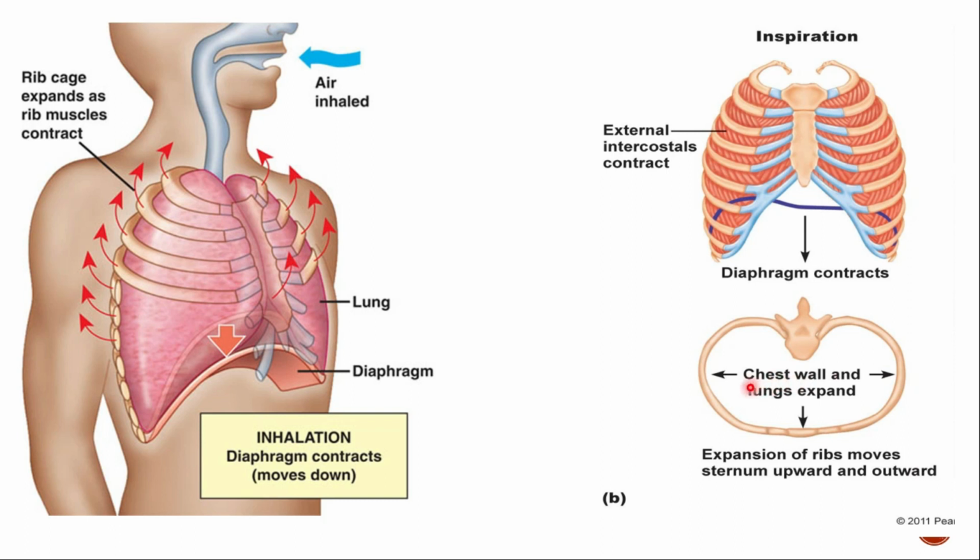As we can also see here, in case of inspiration, the chest wall and lungs expand, then expansion of the ribs moves the sternum upward and outward. So the action of these muscles results in an increase in the volume of the cavity. As the lungs are held against the inner thoracic wall by the pleural seal, they also undergo an increase in volume. As per Boyle's law, an increase in volume results in a decrease in pressure within the lungs. So the air can easily enter the lungs due to the decrease in pressure gradient.